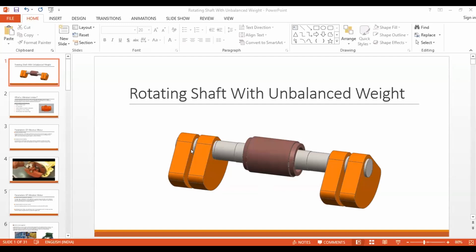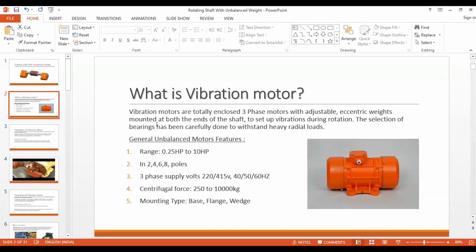So basically, proceeding for my project, I will talk about some introduction, that is what is a vibration motor. My project depends on this vibration motor. So first, I will introduce what is a vibration motor, then I will proceed further with my project explanation.